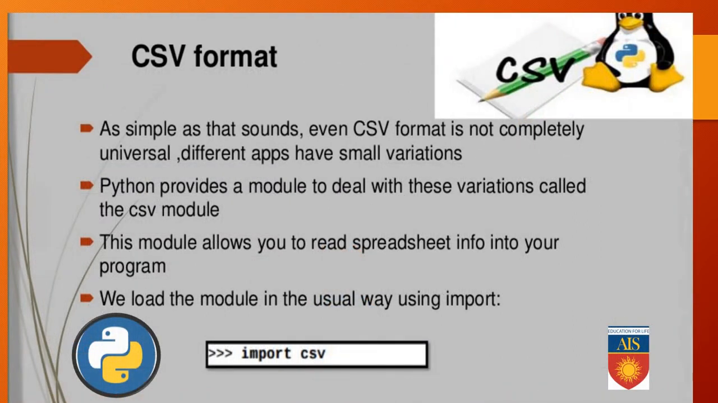Now CSV format, as simple as it sounds, is not completely universal. Different apps have small variations. Python provides a module to deal with these variations called the csv module. This module allows you to read a spreadsheet into your program. We load the module in the usual way using import. If you want to load a module, we are supposed to provide the command as import csv.